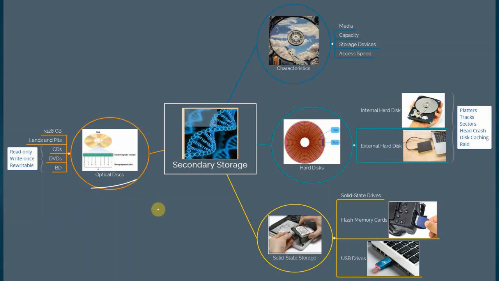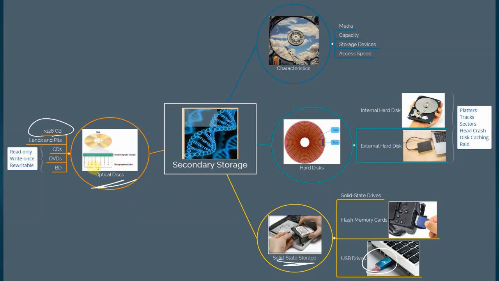Another secondary storage device is what's known as an optical disk. Optical disks can provide storage up to 100 or greater than 128 gigabytes. Before solid state storage devices became more affordable, optical disks were used heavily for storing information as backup and software information as well.